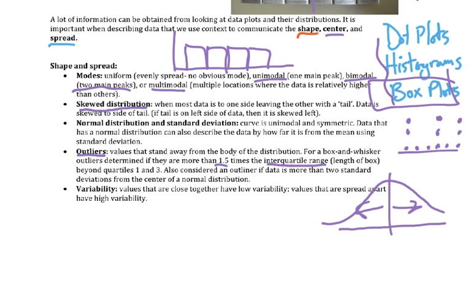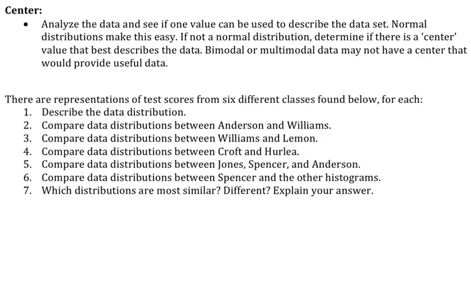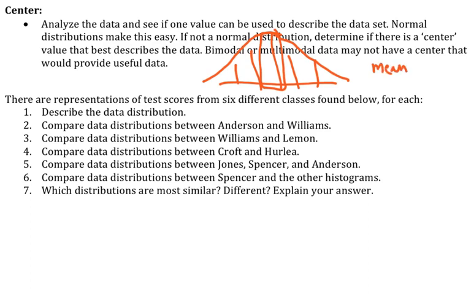So what you guys are going to do, using these and also talking about center, is compare some distributions on the back side of this paper. Analyze the data and see if one value can be used to describe the data set. Normal distributions make this easy. If not a normal, remember a normal is a distribution that goes up into this curve and then back down. Is there a center that describes it? When we talk about center, we often use mean or median to compare the centers.